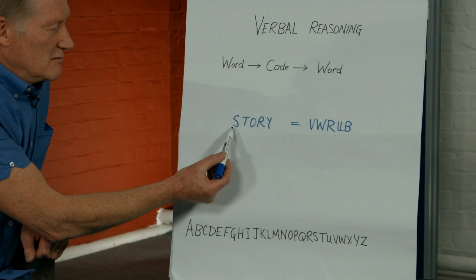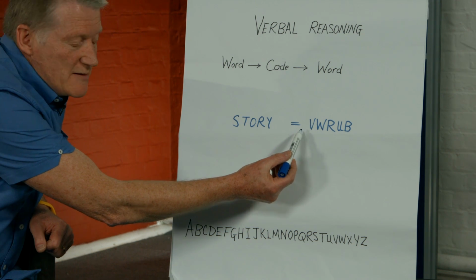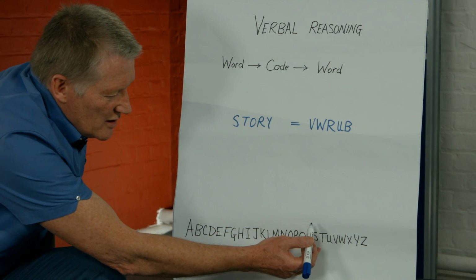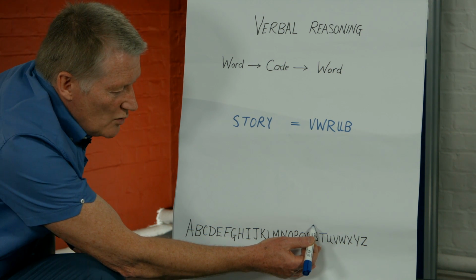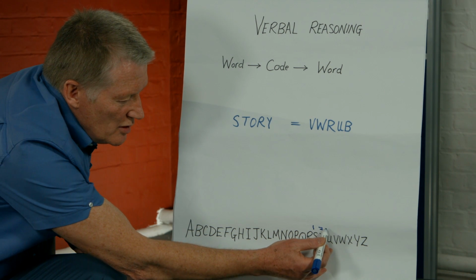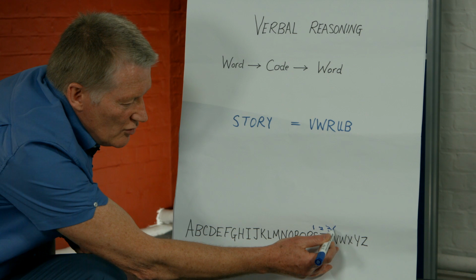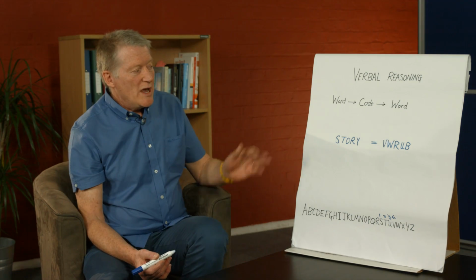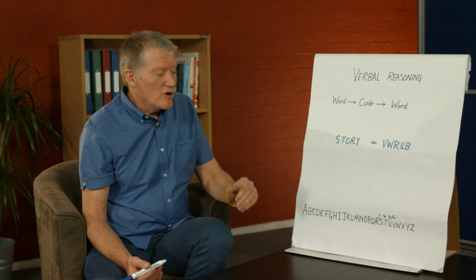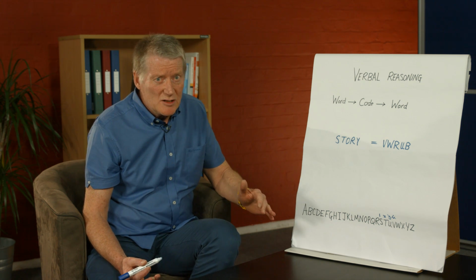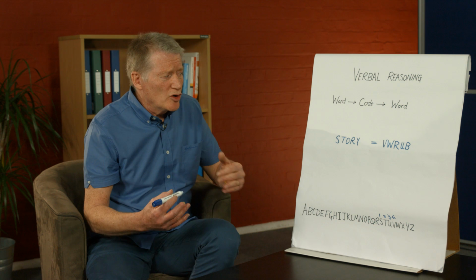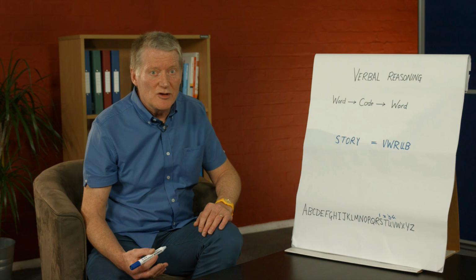Our first letter, S, is changing into a V. So let's look at that on the alphabet here. S, I'm going to call that the first letter. So 1, 2, 3 and 4. So S changes to V by going 4 letters forward in the alphabet. We could just rely on that and say that's actually the pattern. I think it's probably better to do a couple more letters to make sure that the pattern is continuous through the whole of story to VWRUB.